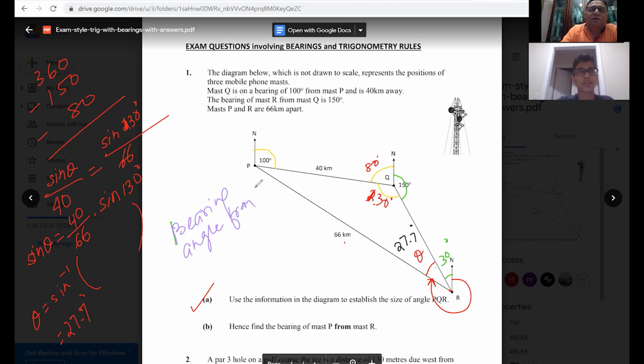Yeah, it should be 302.3 degrees. So we have to do 360 minus 30 degrees and minus 27.7, and we get our answer. Do you see that? What is your answer? Approximately 300 something, right? Yeah, 302.3.